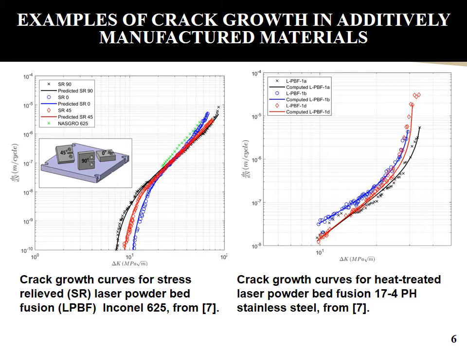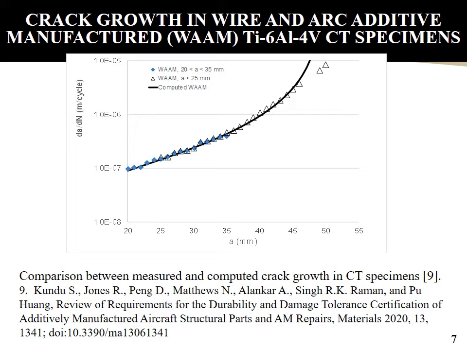Examples that illustrate the ability to capture the crack growth behavior in two different materials are shown in this slide. One is Inconel 625, the other is 17-4 PH stainless steel. To continue this study, let us consider crack growth in wire and arc additively manufactured, or WAM, Ti-6-4 compact tension specimens. Here we see that there is excellent agreement between the measured and predicted crack growth histories for two different specimen tests.